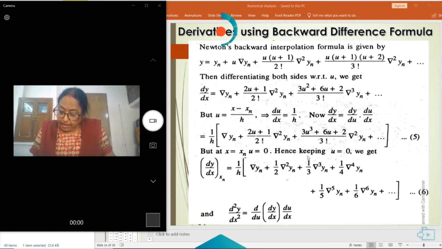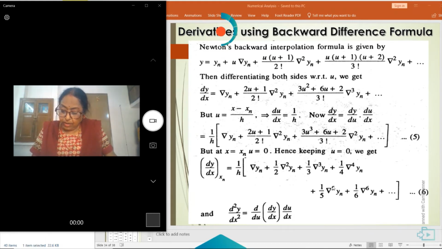Here, the dy by dx backward formula is written. Differentiating with respect to u, we get delta of y0 plus (2u plus 1) by factorial 2 delta square yn and (3u square plus 6u plus 2) by factorial 3 delta cube yn and so on. Yn is the last value of the variable.